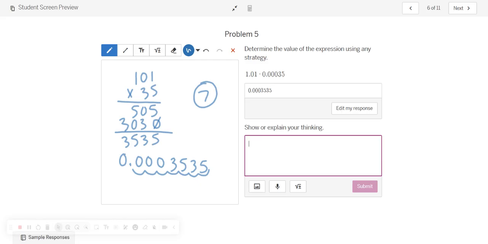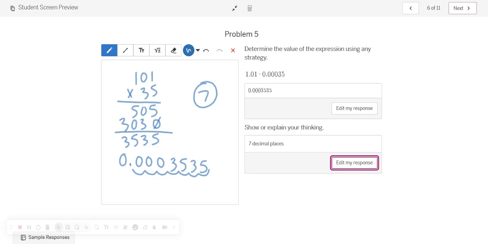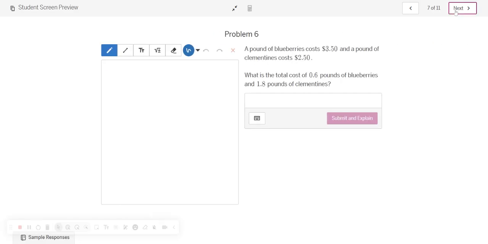That's all I'm going to write. There's 7 decimal places in the question, so 7 decimal places in the answer. Same. Next. 350.6 pounds. So I've got 350 times 6.